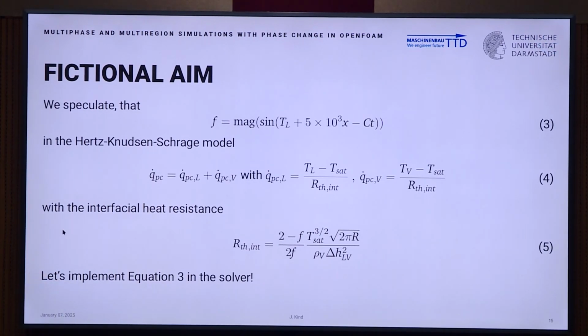Don't remember this aim. It's purely nonsense, but I hope to show something with it. So you might remember the accommodation coefficient, and by hard thinking, we speculate that it's a function of the sine of the liquid temperature, somehow the cell center with a factor, and then time multiplied with a constant which we want to modify. And then it would go in the phase change model. So the fictional aim is let's implement equation 3 into our own solver or phase change model.